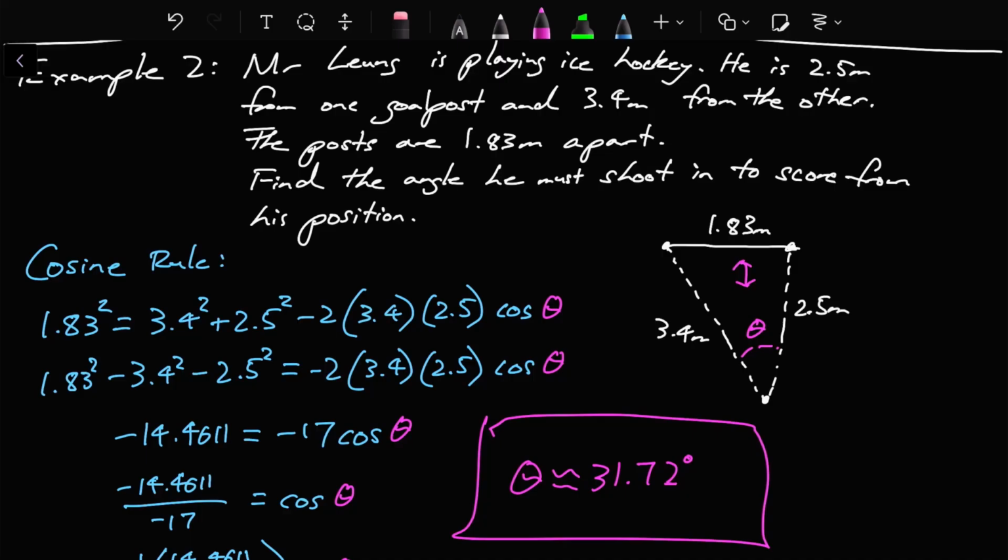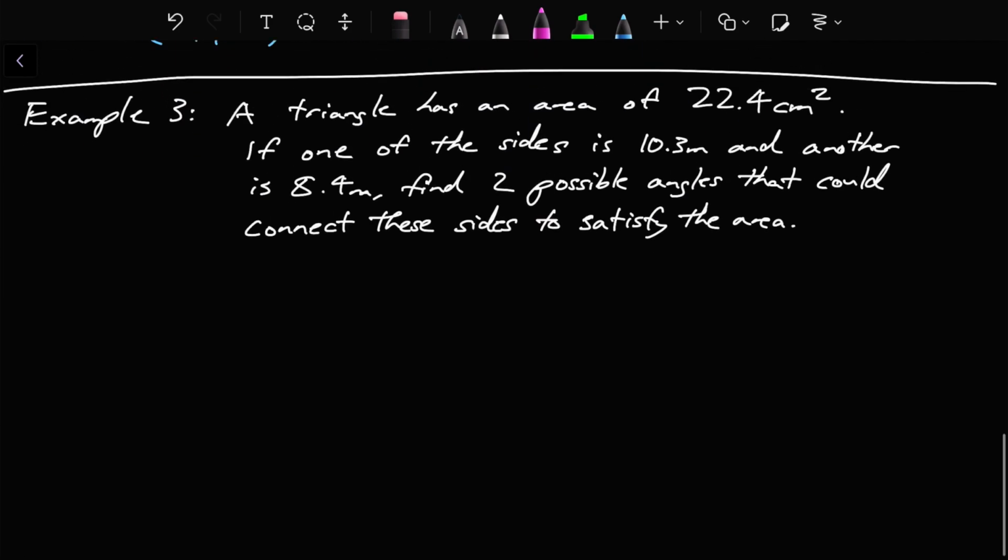Great. Okay, last one. Example 3. A triangle has an area of 22.4 centimeters. If one of the sides is 10.3 meters and another side is 8.4, find 2 possible angles that could connect these sides to satisfy the area. Okay, so firstly, the interesting thing that we should note is, obviously we've got this word area, so we're going to be using the area formula.